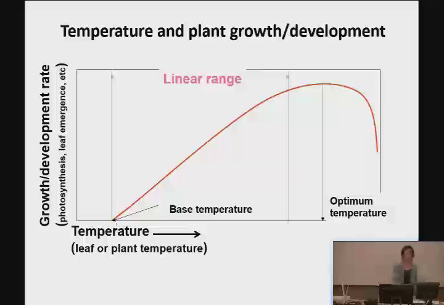After that base temperature, it's basically a linear response. Then it reaches the optimum temperature, which provides the maximum rate of response. And after that, it declines, like this. That's the typical curve. So the important thing is there is a base temperature and there is a linear range from base to the optimum temperature, okay? This is the basis for understanding the effect of average temperature on growth and development rate.